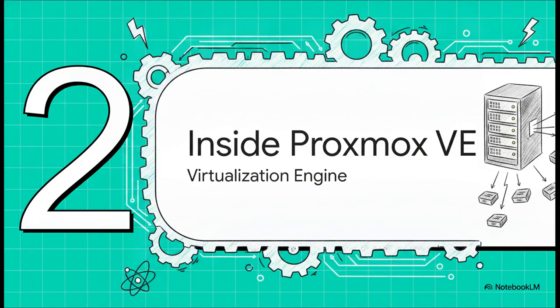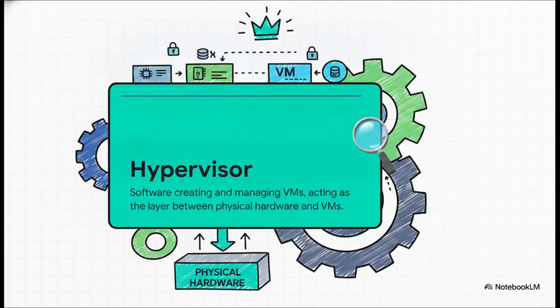All right, Section 2. Inside Proxmox VE, the engine of virtualization. Virtualization is a fantastic concept, right? But it needs a seriously powerful engine to actually make it happen in an enterprise environment. And that engine is the hypervisor. Now let's really slow down and lock in on this definition, because the hypervisor is absolutely crucial. It's the ultimate resource allocator.